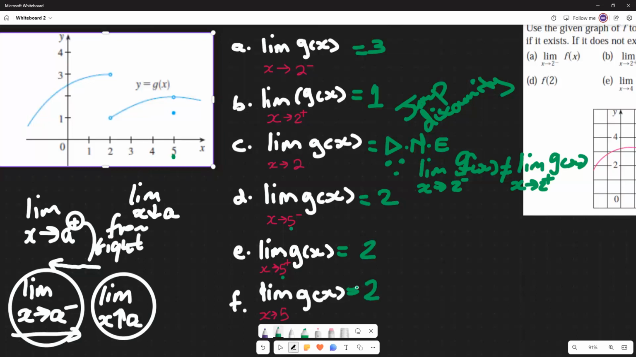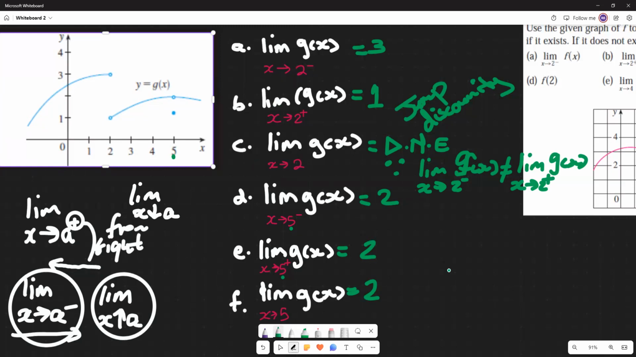Why? Because the limit from the left as x approaches 5 is the same as the limit from the right as x approaches 5. Right. But the limit existing does not necessarily mean that the function is continuous. I'm just talking about continuity and discontinuity, introducing it, but we're going to talk about it in more detail later in the sections.